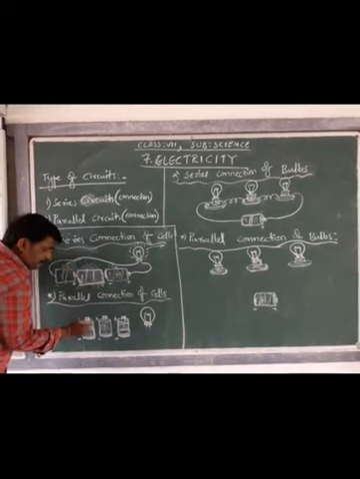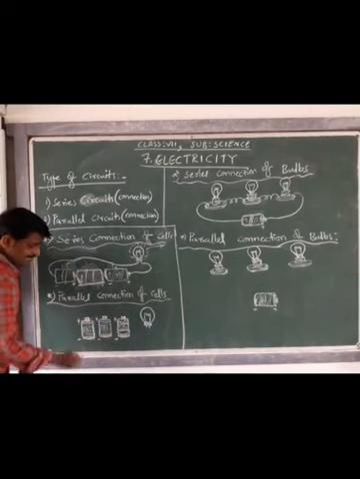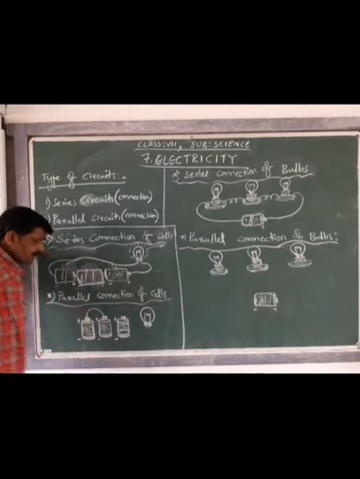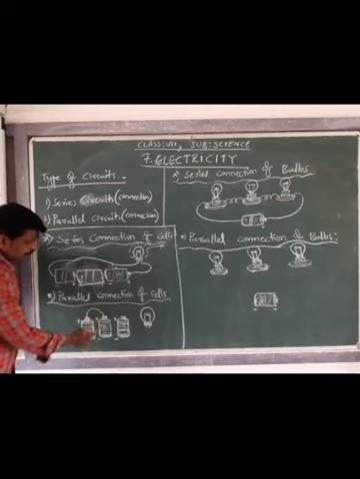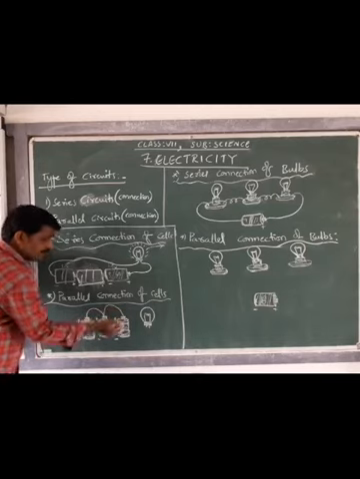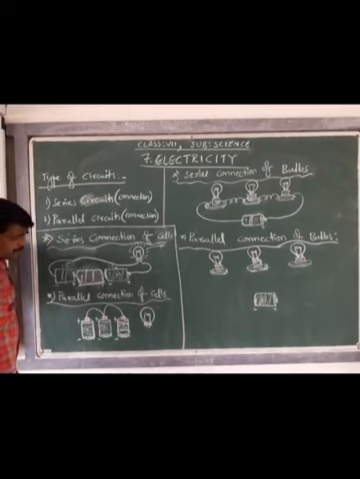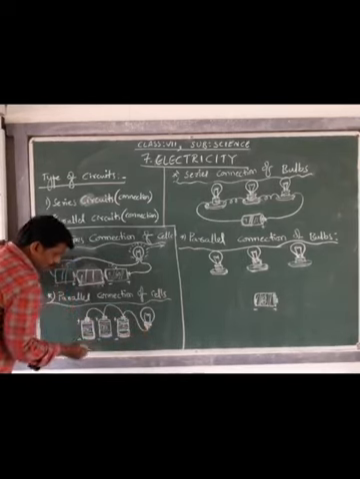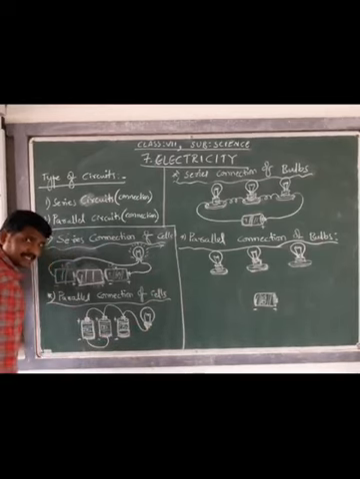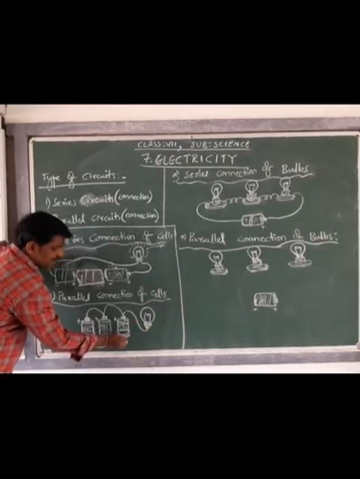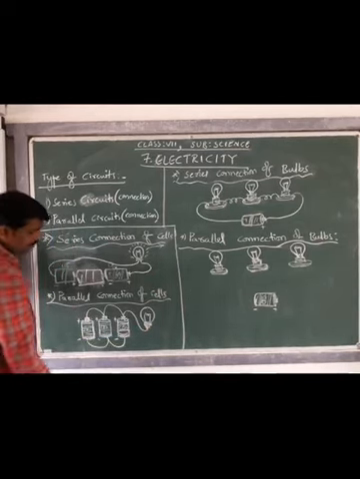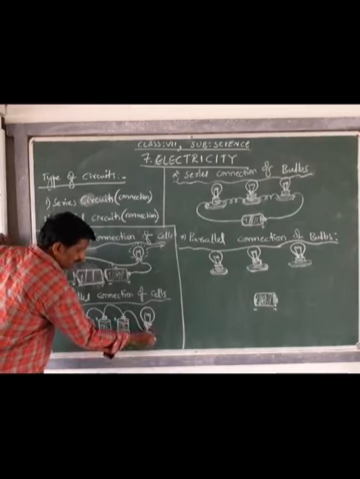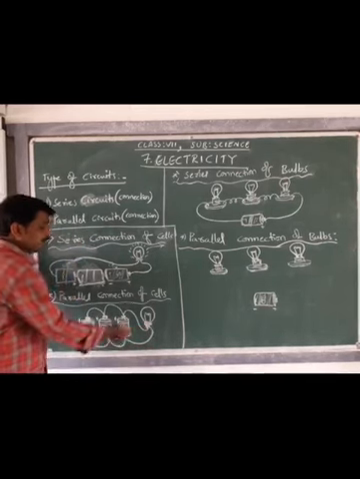If the positive terminal of a cell is connected to the positive terminal of another cell, and it is connected to one node of a bulb, and the negative terminal of a cell is connected to the negative terminal of another cell, and it is connected to the other node of the bulb, then the bulb glows.